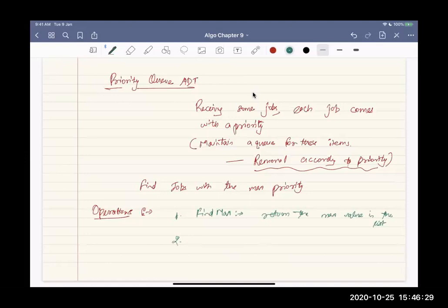Then the next would be, okay, you're finding that element, you also have to remove it and maintain the data structure again. So you want to do delete max. That is, return the max value and delete that. Deleting is more important. Return you may or may not do, so I'll just put that in brackets. So delete the maximum value.